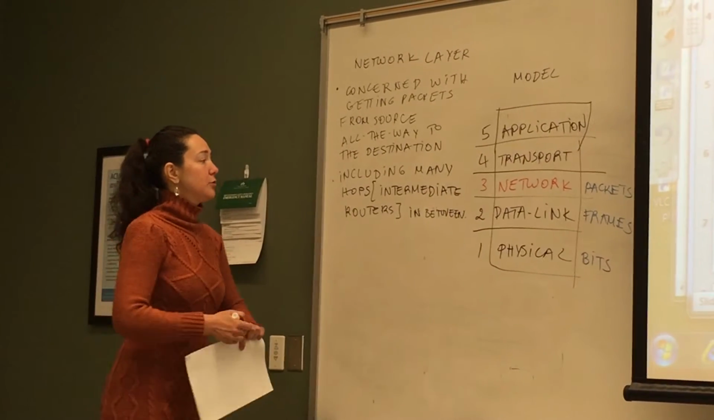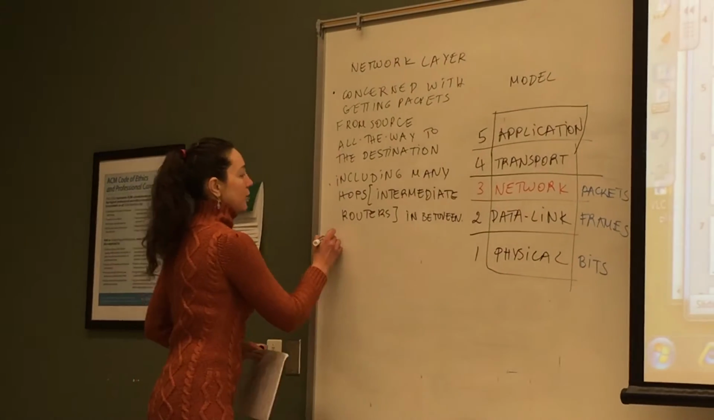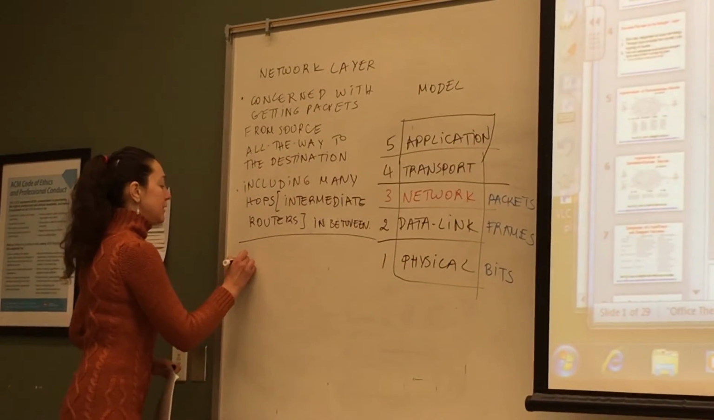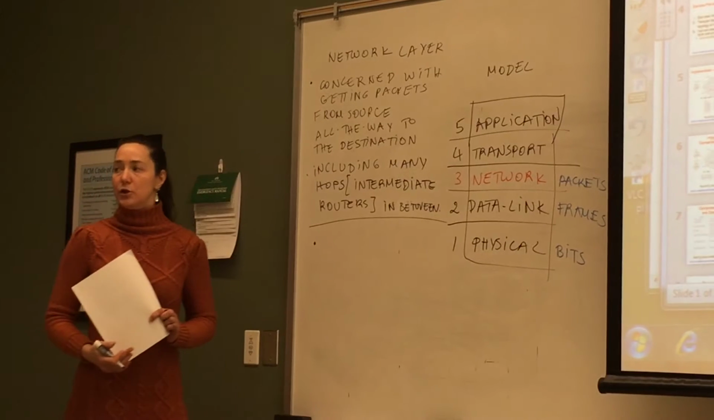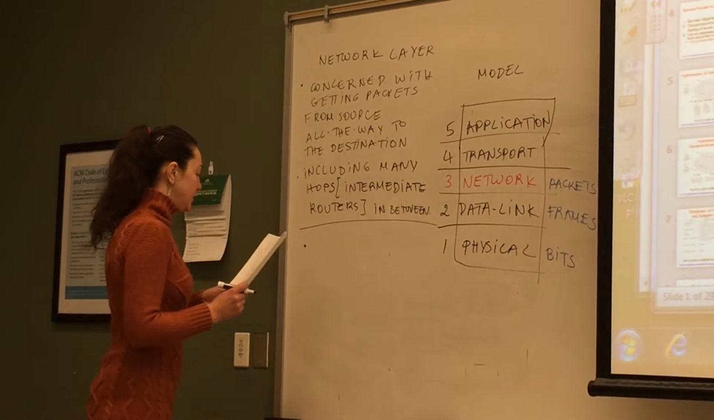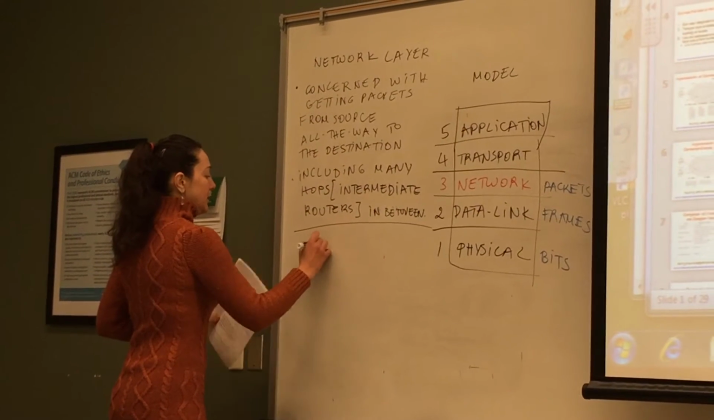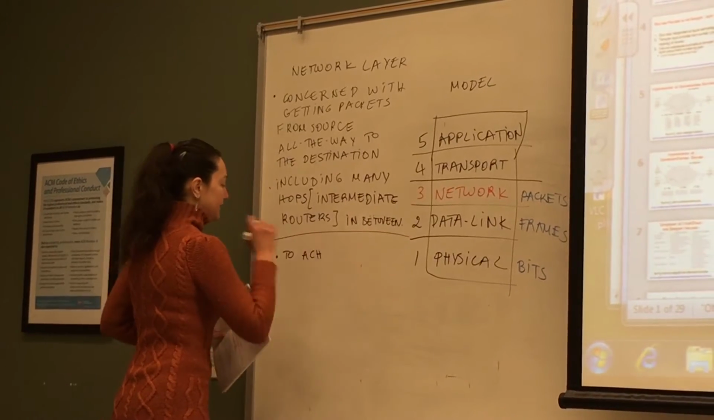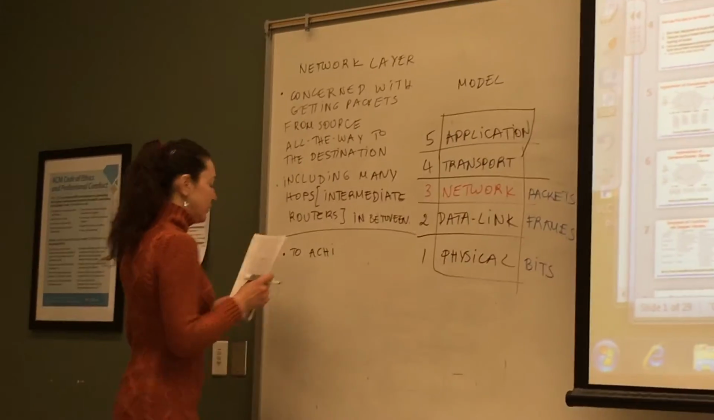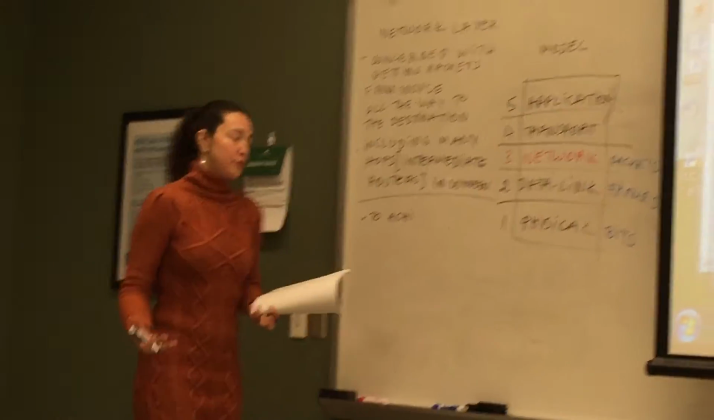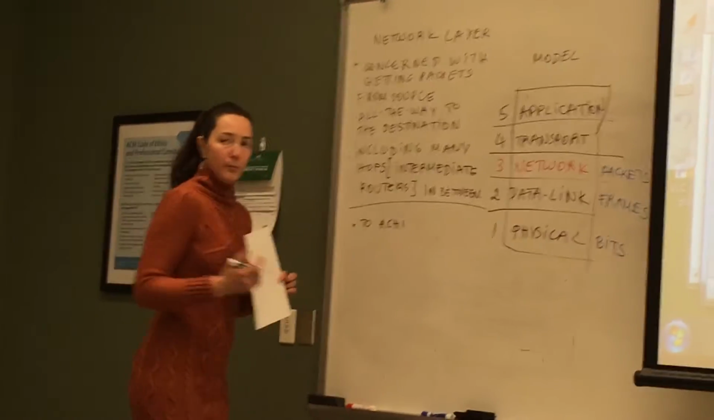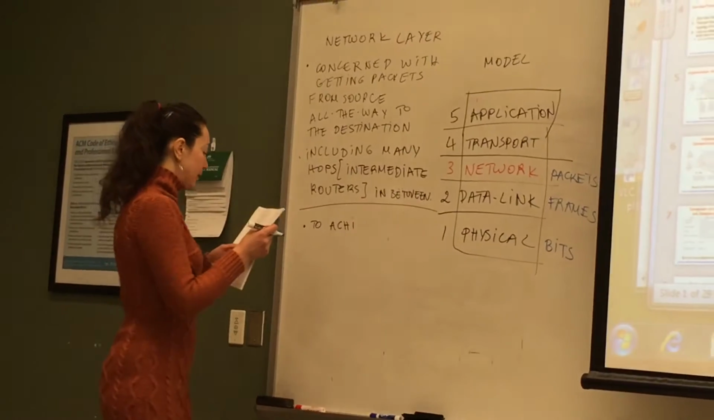So in order to achieve this goal, the network layer needs information about the topology of the network. By topology, we mean the physical location of all the links and routers, their physical geographical location, which compose the networks that are part of this network.